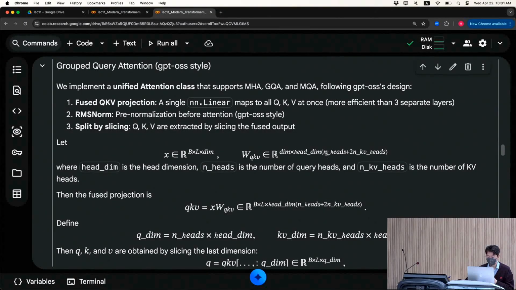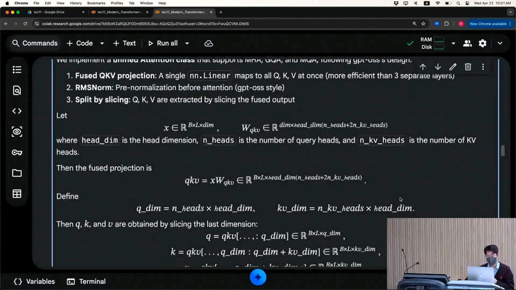And here, let's look at the dimension. So n heads is number of query heads, and we have times 2 plus times 2 of number of KV heads. So the fused projection is you take your input X, multiply with this large matrix, and you're going to get some output, and we need to slice this according to the respective dimensions.